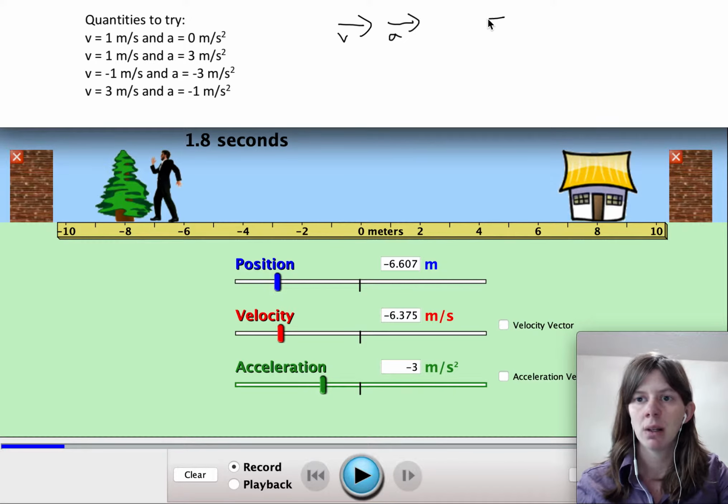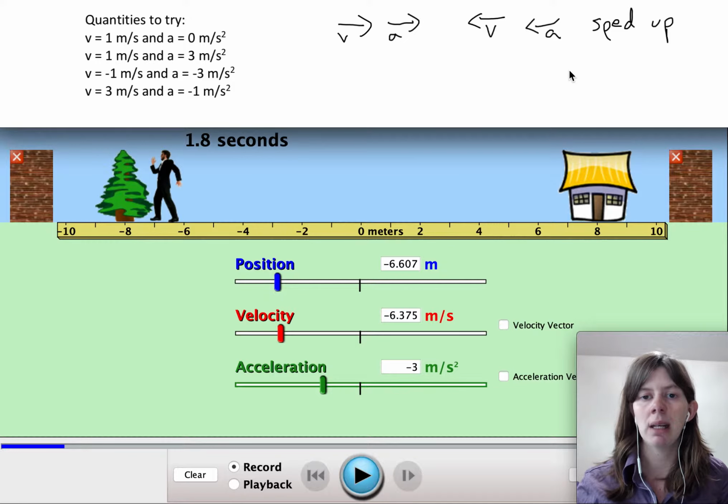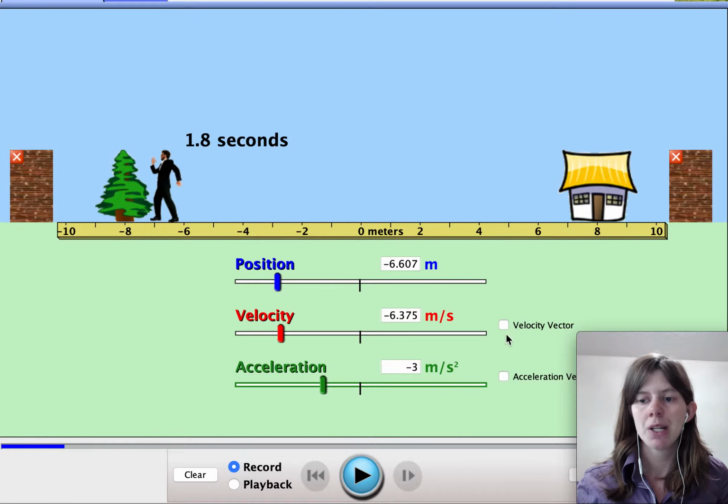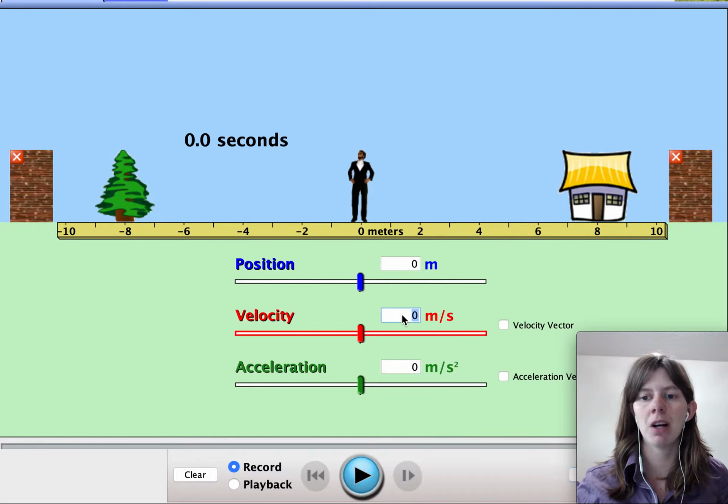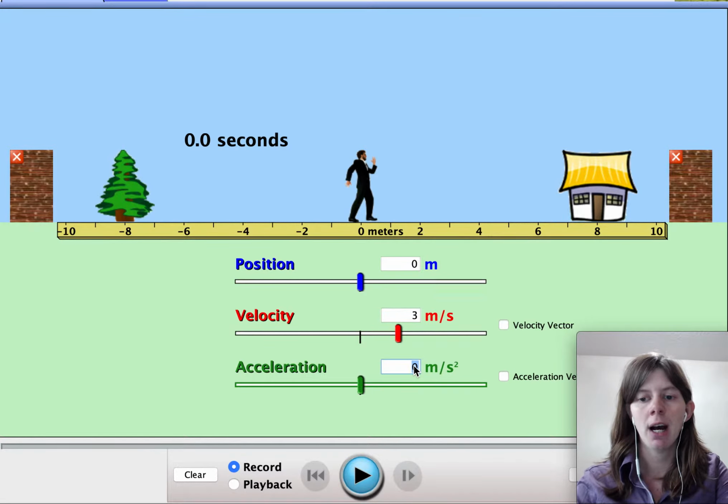In this case, your velocity was to the left, your acceleration was negative, and both of these cases meant that you sped up. So let's take a look and see an example where you actually are slowing down. The last example I wanted to show here is start with a velocity of 3 meters per second and then give an acceleration of -1. And now let's see what happens.